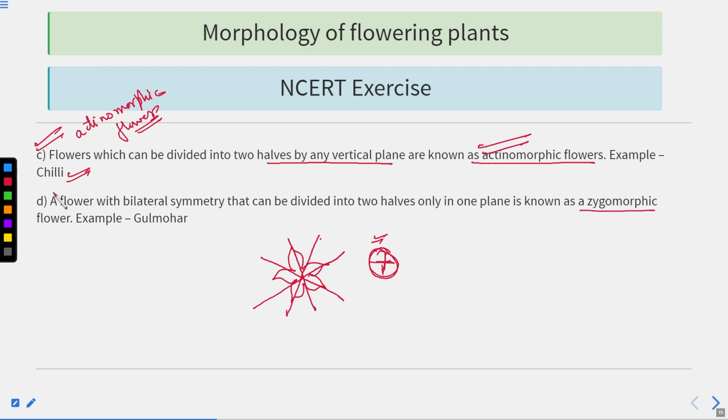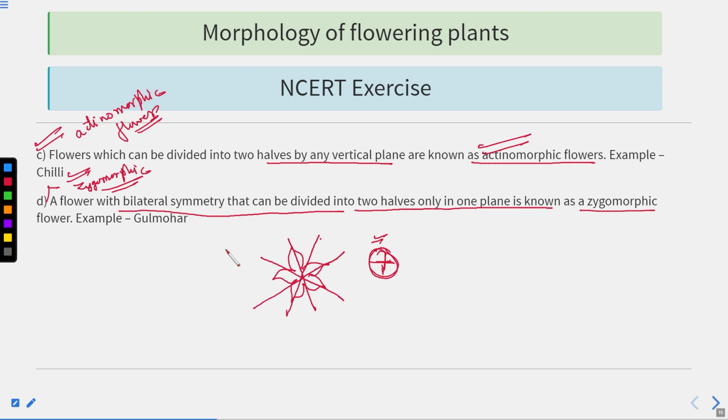Now, what is the zygomorphic flower? Zygomorphic. A flower with bilateral symmetry that can be divided into two halves only in one plane. There is just one single plane that can divide the flower into two equal halves. And that plane also passes through the center of the flower, in the actinomorphic also, in the zygomorphic also. That is very, very important.